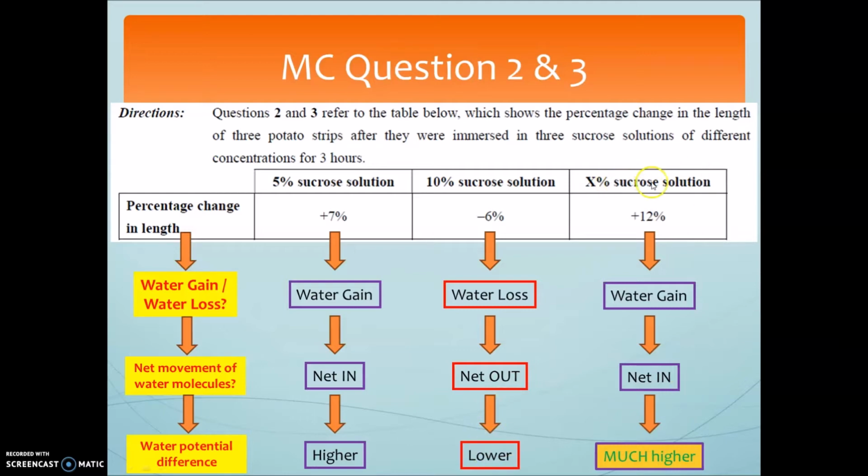And for the X% sucrose solution, because the percentage change in length of the potato cylinder is positive 12%, it actually gains more water. Okay, and it becomes longer than in the 5% sucrose solution. So the water potential should be much higher. So more water will enter the potato cells, right?